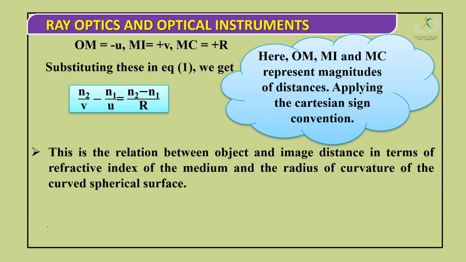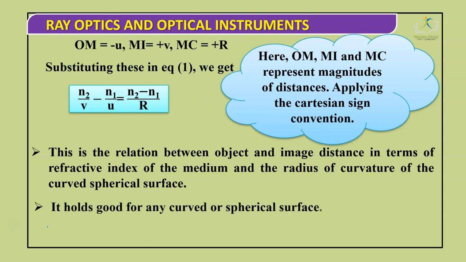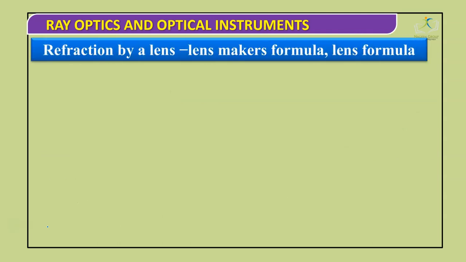So this is the relation between the object and image distance in terms of the refractive index of the medium and the radius of curvature of the curved surface. It holds good for any curved or spherical surface. So now, refraction by a lens: the lens maker's formula or lens formula.